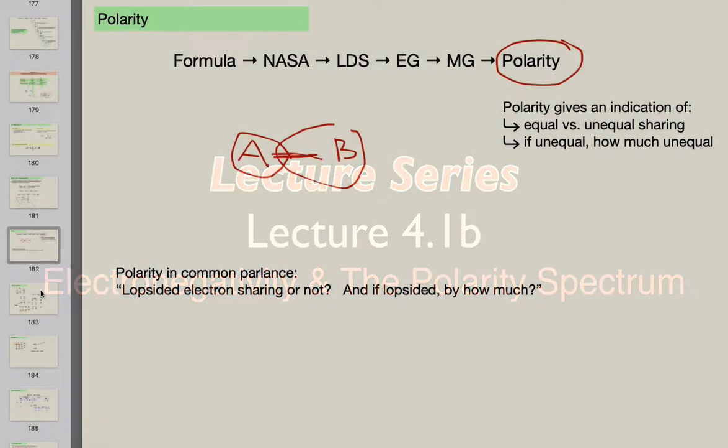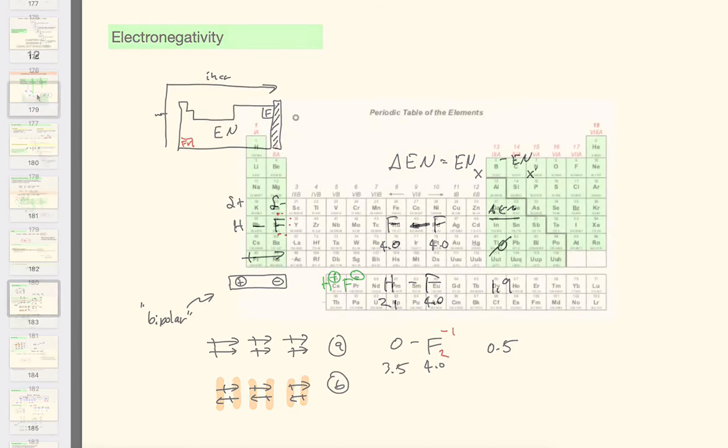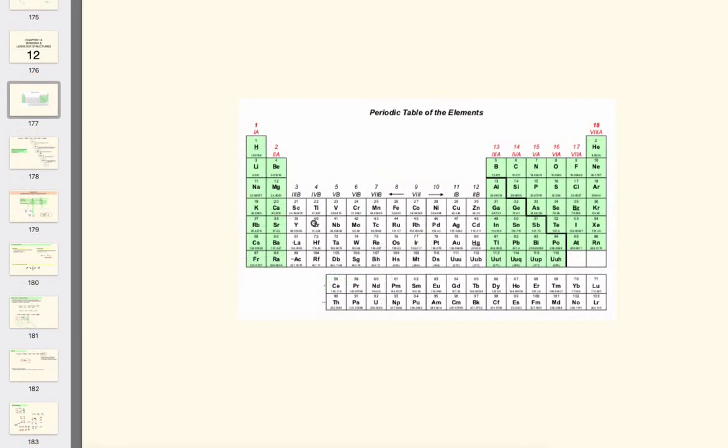Okay, or you identify things that are polar. So to introduce you to polarity, a very easy way to think about it, you have to know about this thing called electronegativity. And this is my rendition of a periodic chart. So this is our periodic chart.